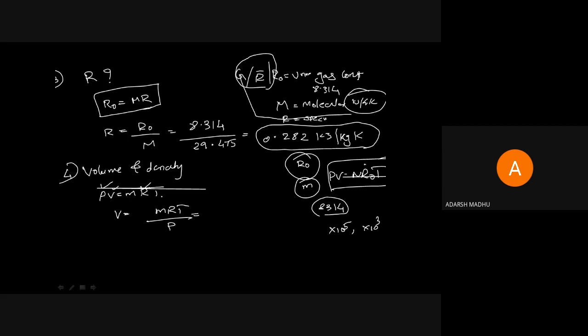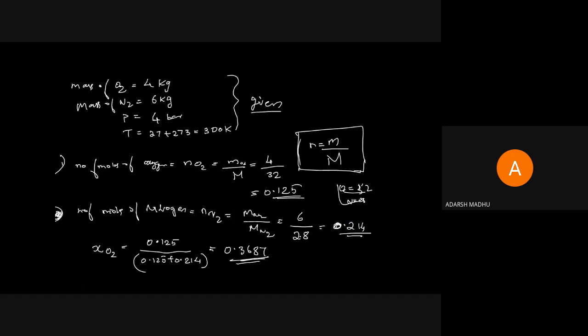We are using the value of gas constant in the equation PV equal to mRT. You want to use the value in joule per kilogram. Mass means 4 kilogram plus 6 kilogram, that is total 10 kilogram, into R value 0.282 into 10 power 3, into temperature in Kelvin. Temperature is 300 Kelvin.